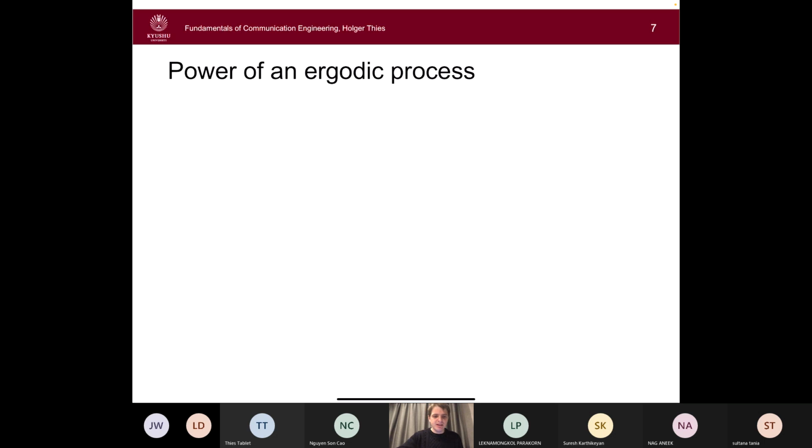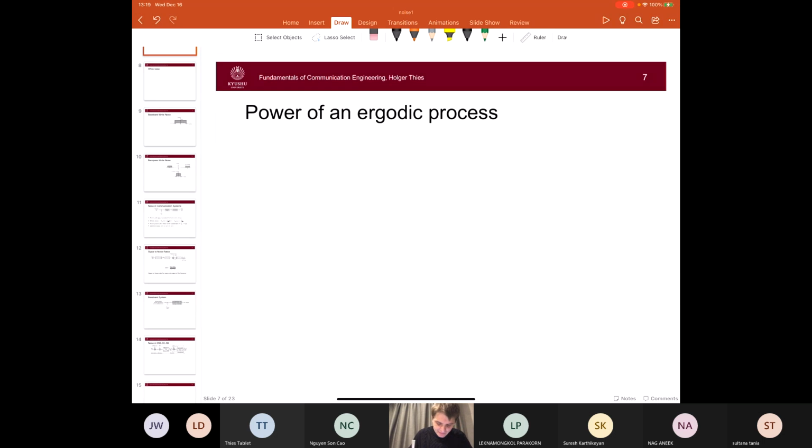Okay. Now let me also prove some other results. For an ergodic process, this gives us a simple way to talk about the power of an ergodic process. From now on, we only look at real valued processes. This will hold true for all the remainder of this lecture. We will not look at complex valued processes anymore.